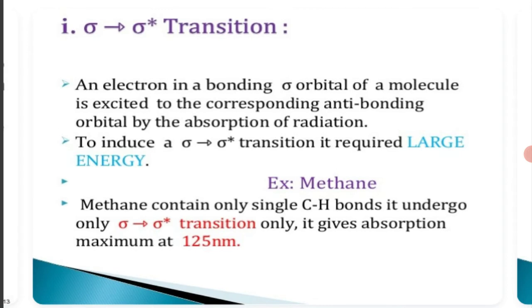First, sigma to sigma star transition. In sigma to sigma star transition, an electron in a bonding sigma orbital of a molecule is excited to the corresponding antibonding orbital by the absorption of radiation. It requires a larger amount of energy. For example, methane, which contains only single carbon and hydrogen bonds, will undergo only sigma to sigma star transition, and it gives the absorption maximum at 125 nanometer.